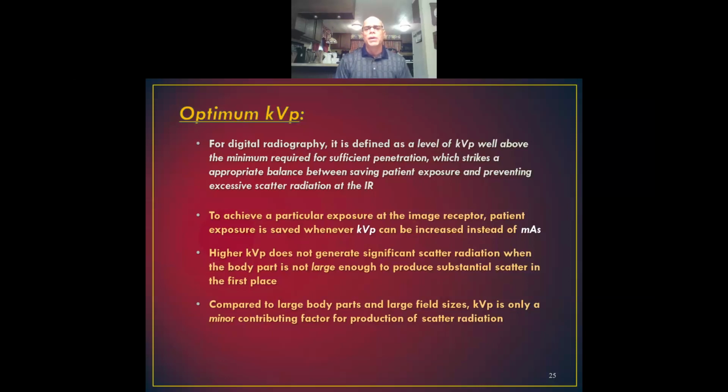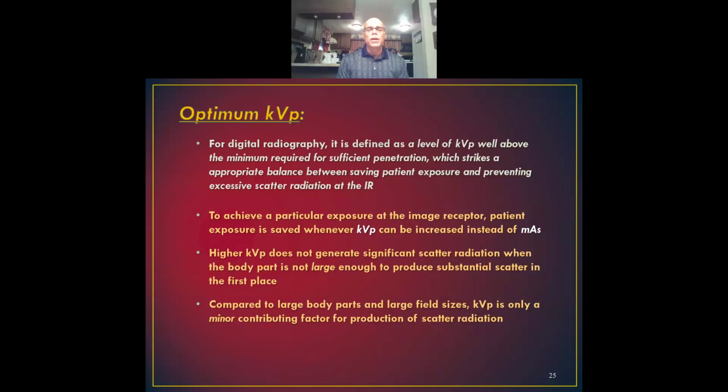Higher kVp does generate significant scatter radiation when the body part is not large enough to produce substantial scatter in the first place. There's a little problem right there. So we do want to set a high kVp in the DR digital world, but we don't want to set it so high that it produces nothing but scatter and that it's not necessary for the body part that you're trying to penetrate. In other words, don't use 90 kVp on a finger. It's unjustified, it's unwarranted, and it will produce a lot of scatter, plus it will be what we consider overexposure, or in the DR world, they call it oversaturated.